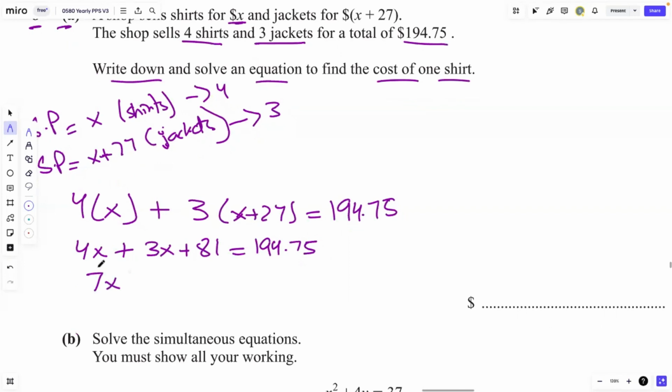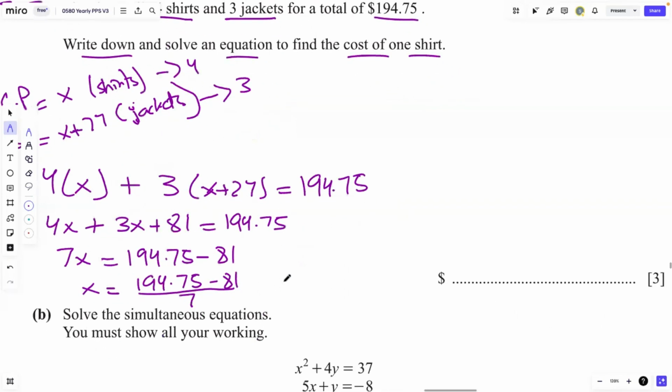That's going to be 7x, since 4x plus 3x can be added because they are similar terms. 81 goes on the other side. That's 194.75 minus 81. And then x is equal to 194.75 minus 81 divided by 7, because 7 was being multiplied. And then we can use the calculator fractions. 194.75 minus 81, whole thing divided by 7. So we're getting the price to be exactly 16.25.